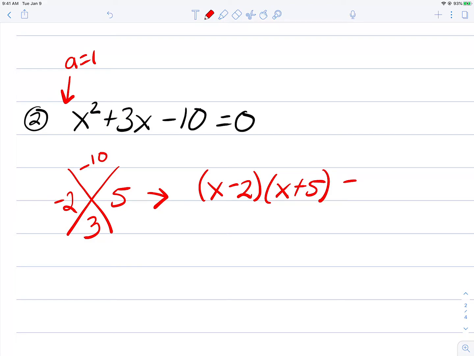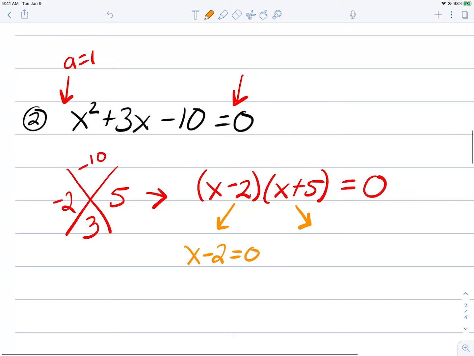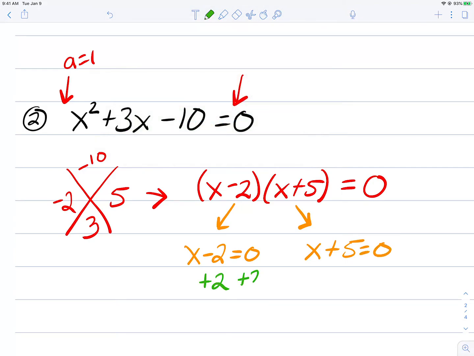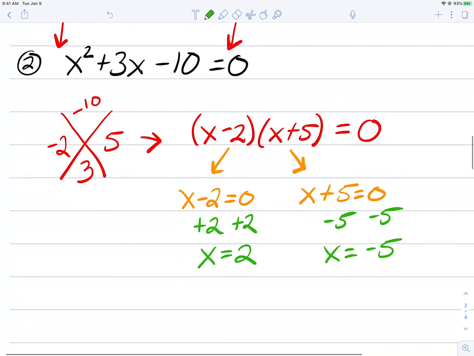But since it's in an equation, I still have this equal 0 part. So I need to make sure it still says equal 0. So now I have two factors that multiply to 0. So if two things multiply to 0, one of them has to be a 0. So I'm going to separate my two factors and set them both equal to 0. And then I'm going to solve both of my factors. So on my first one, I'm going to add 2. And I'm going to get one of the options is that x equals 2. And on the other one, I'm going to subtract 5. And I'm going to get the option that x equals negative 5.